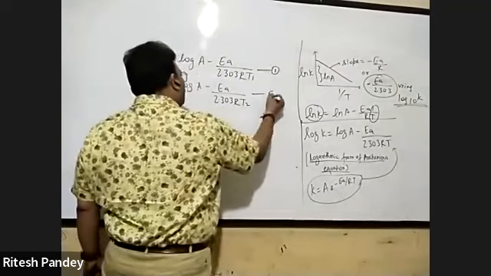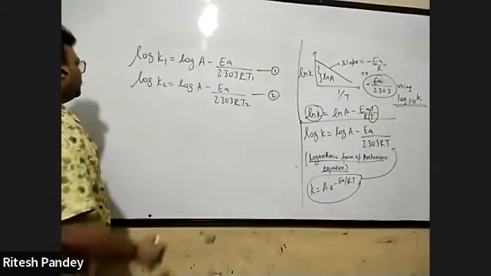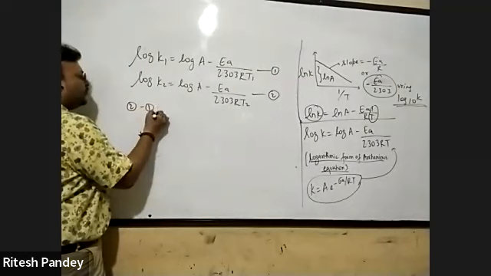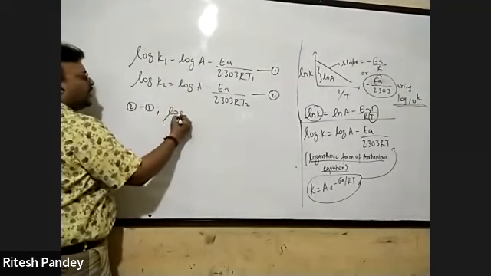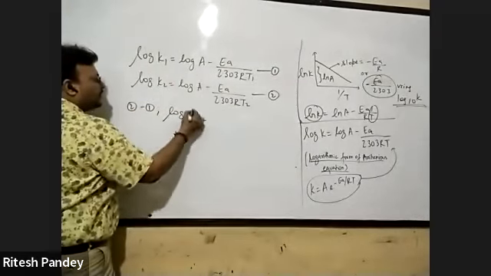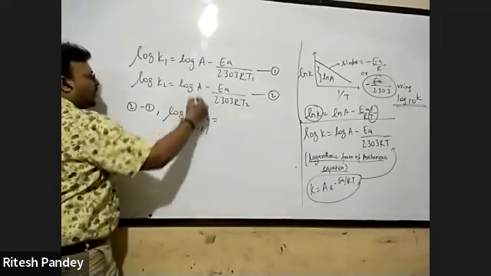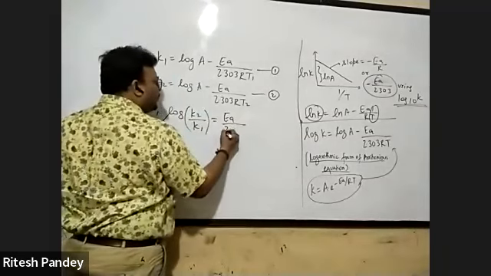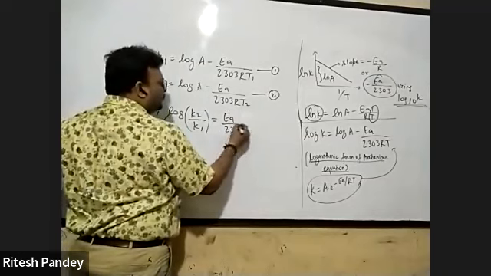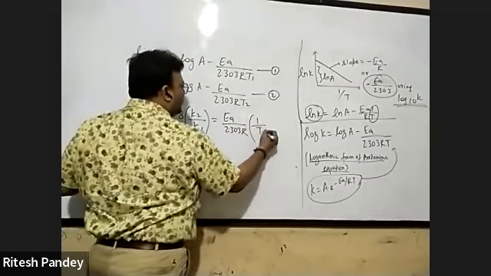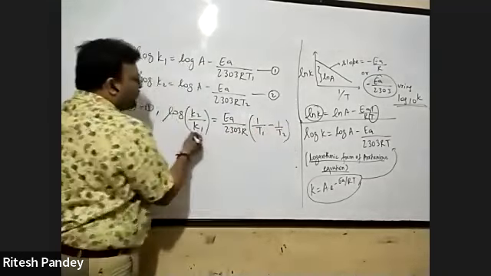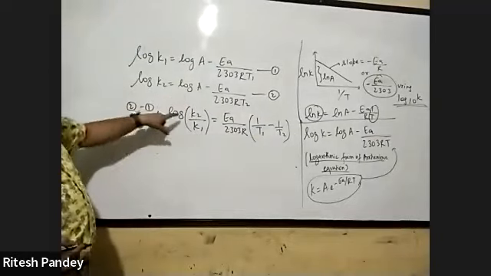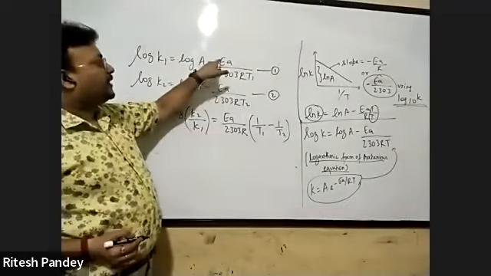I'll call it equation 1, I'll call it equation 2, and 2 minus 1, log A minus log B will be log A by B, log K2 by K1. Naturally, log A will get cancelled. It will be Ea upon 2.303 R common, 1 by T1 minus 1 by T2. Realize because I'm taking 2 minus 1, the one involving T1 would become positive.